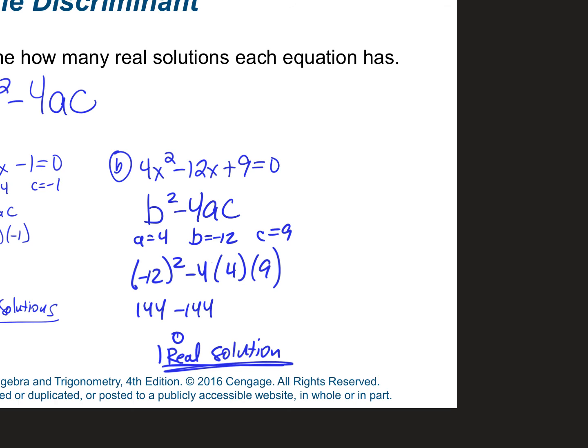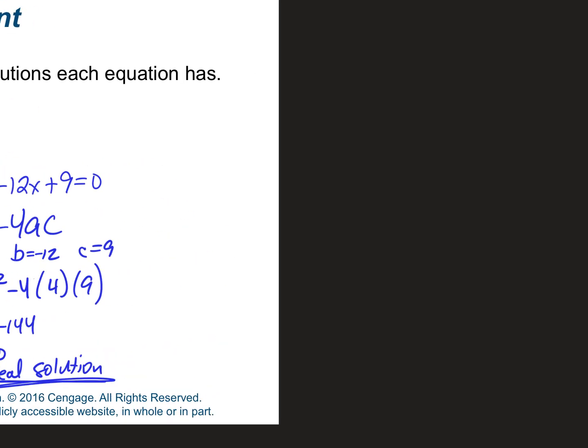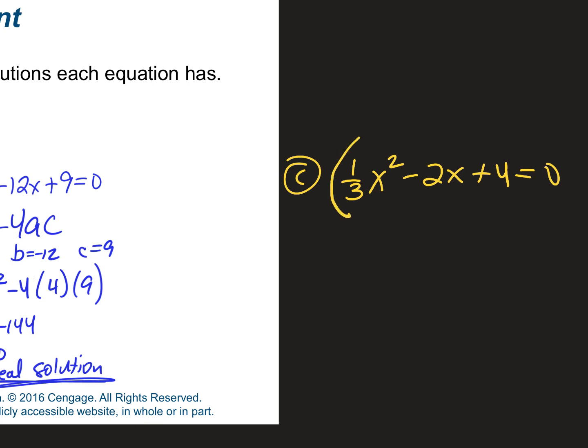All right, what does C say? I'm going to do C over here. What's C? 1/3 x squared minus 2x plus 4 equals 0. All right, first of all, we see 1/3. That scares some of us, right? If you would like to get rid of it, you can. Does anybody know how? Okay, very good. You'd have to multiply everything by the reciprocal.